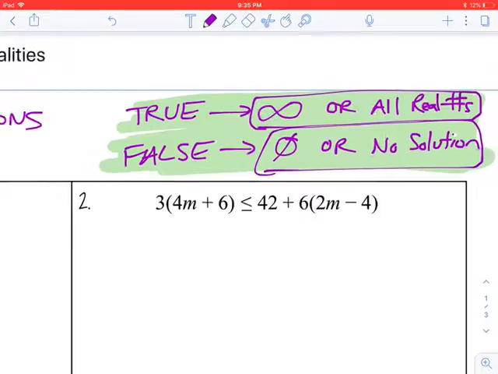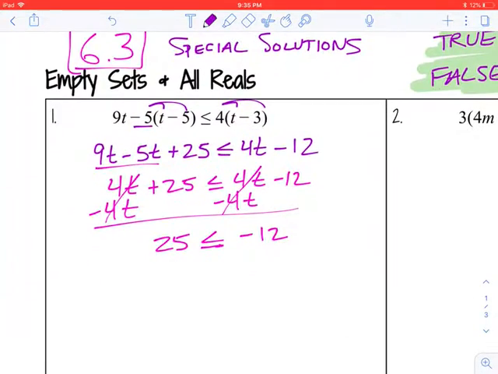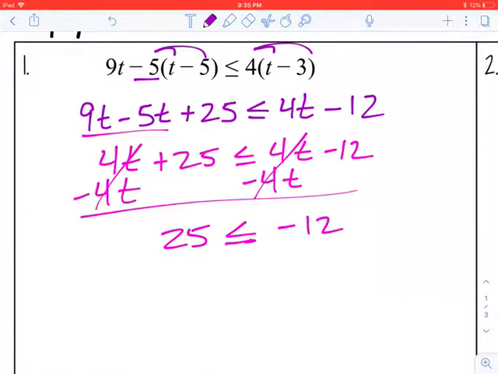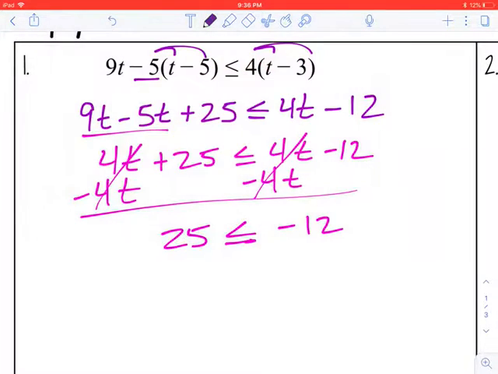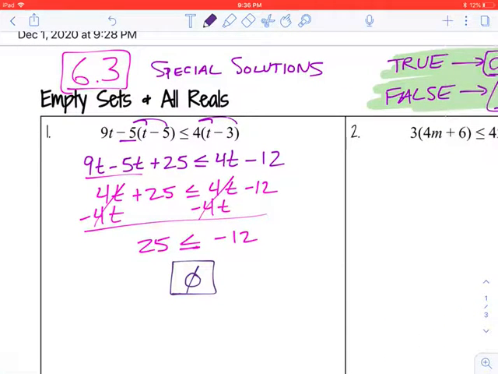So back to our problem. This says 25 is less than or equal to negative 12. Well, 25 is bigger than negative 12. So since that is false, my answer is no solution, and I'm done.